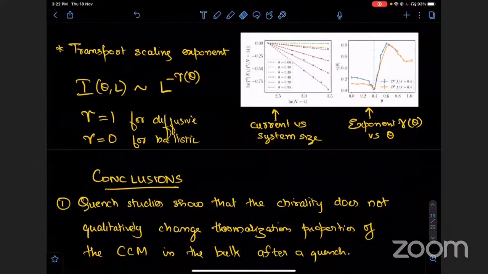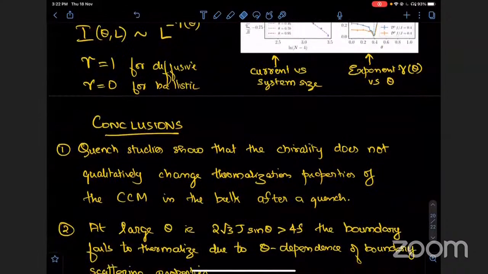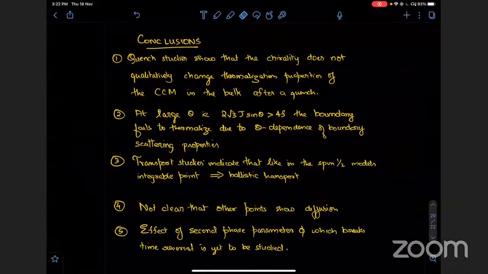Okay, so I'll leave with the conclusion. We have basically studied the effect of the chirality parameter on various dynamical and transport properties in the system. Phi has not yet been studied. It's slightly harder to study due to a bigger phase diagram.